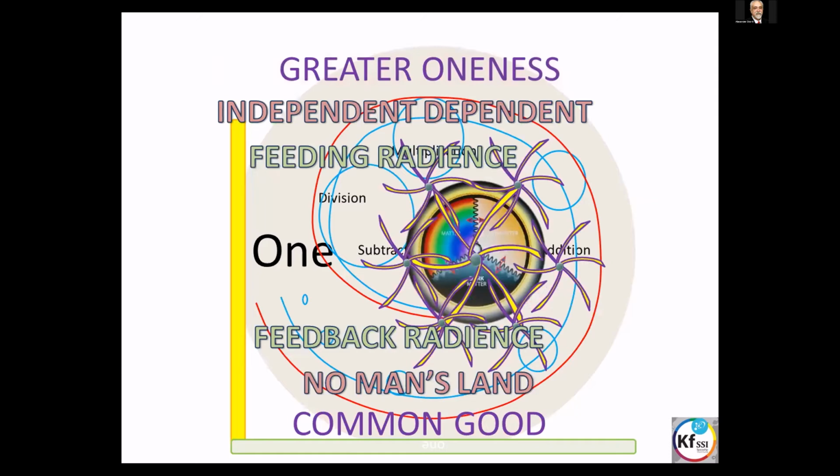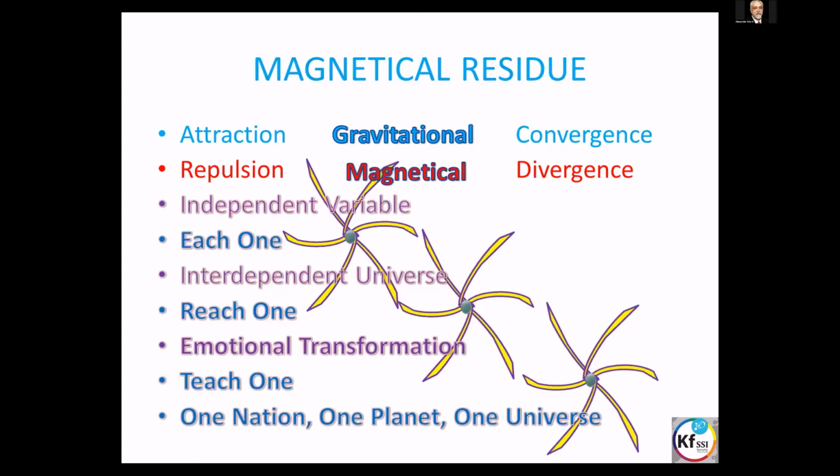And this is where the greater oneness comes together, the greater oneness between the universal community and the Earth's community for the common good. So each one of us is an independent variable, and we can reach one in an independent universe, and we can teach one through the emotional transformation. One nation, one planet, one universe.